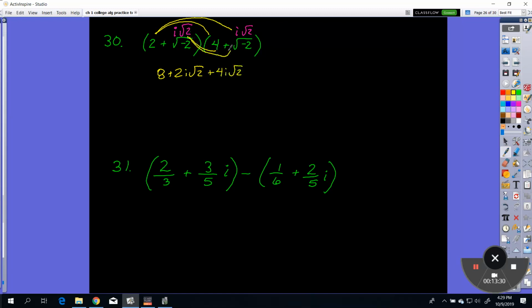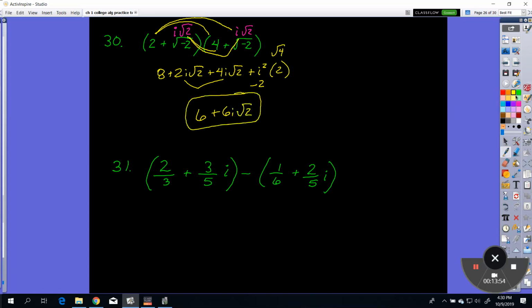And i square roots of 2 times i square roots of 2 is plus i squared times the square root of 4, which is just 2. So this i squared times 2 turns into a negative 2. So 8 minus 2 is 6. And 2i plus 4i makes 6i square roots of 2.